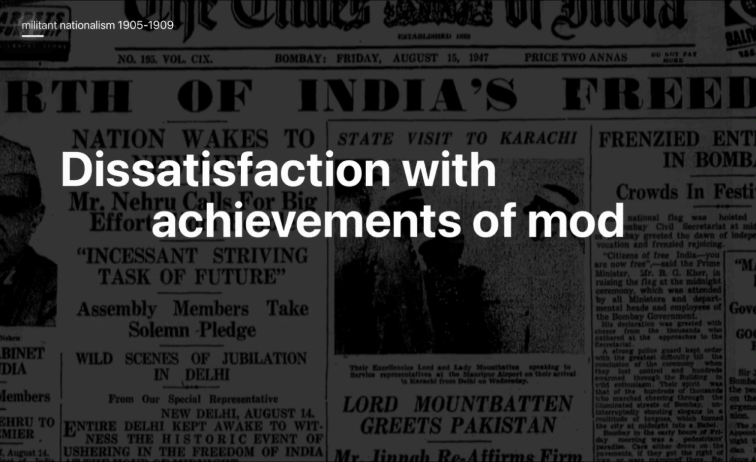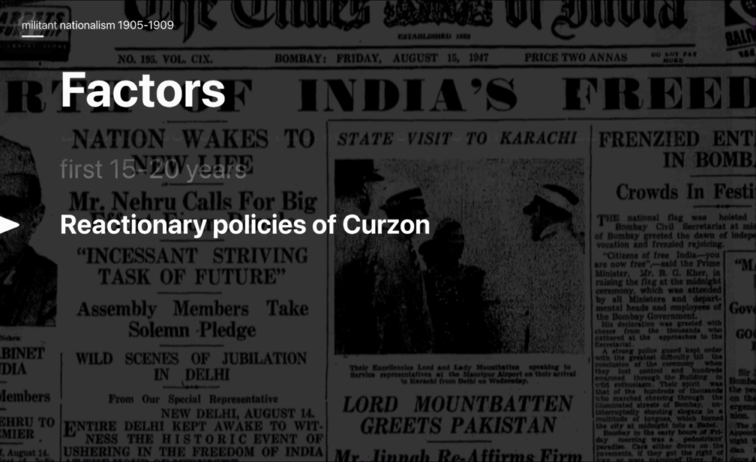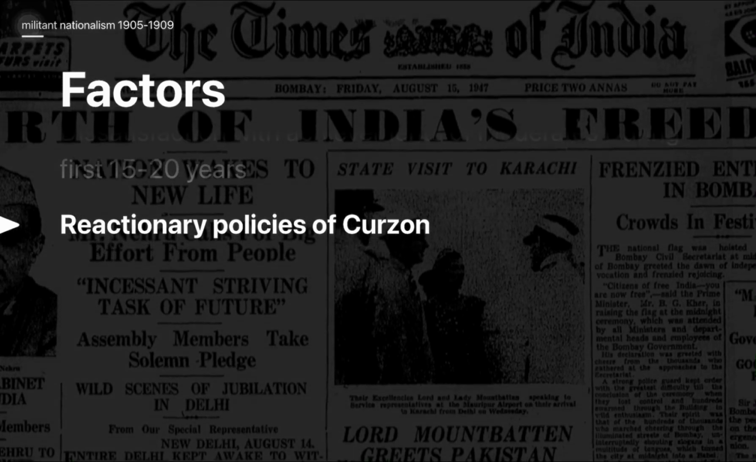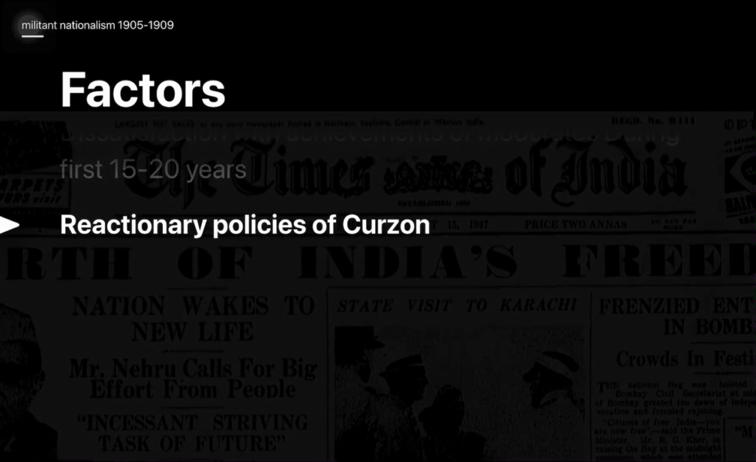Dissatisfaction with the achievements of the moderates during the first 15 to 20 years, considered as political mendicancy. The reactionary policies of Curzon also became a factor which gave rise to the militant nationalism of 1905 to 1909.